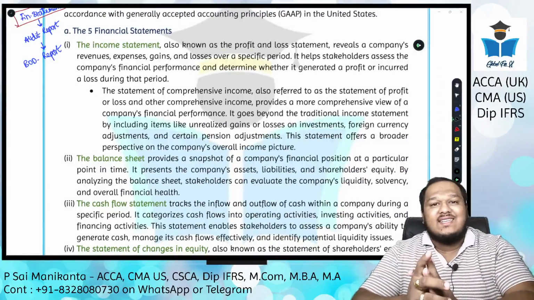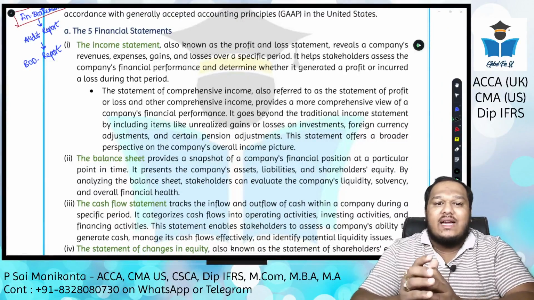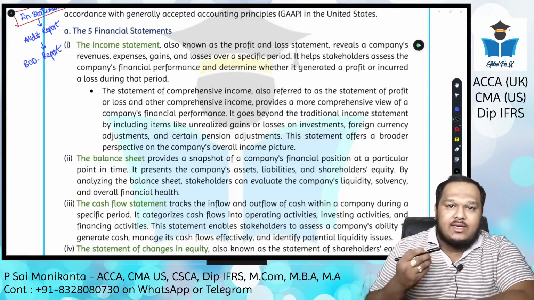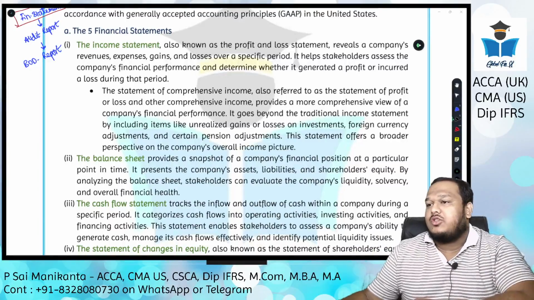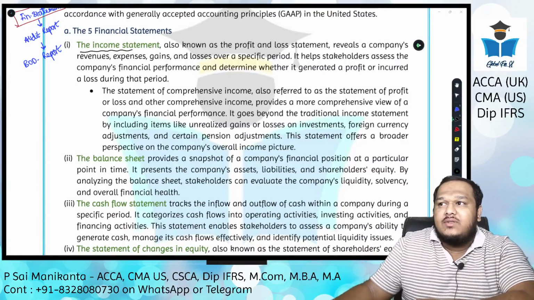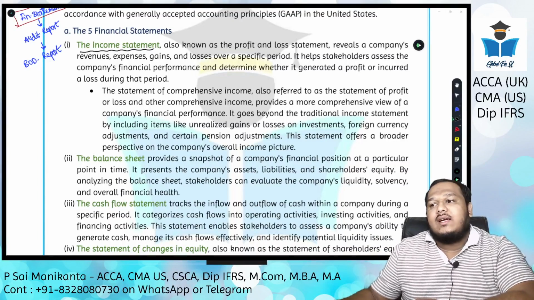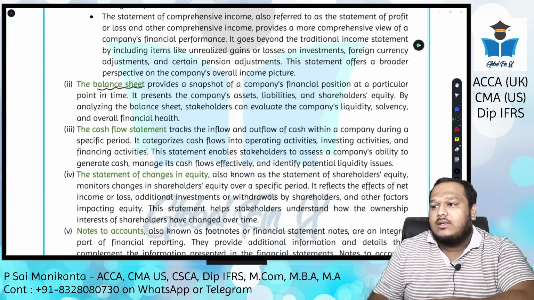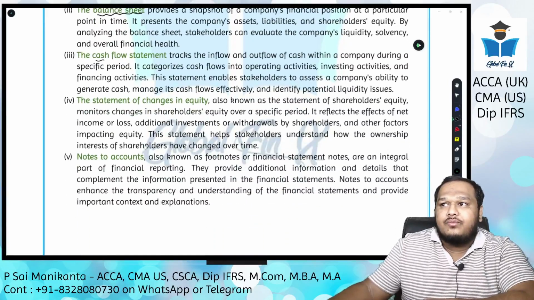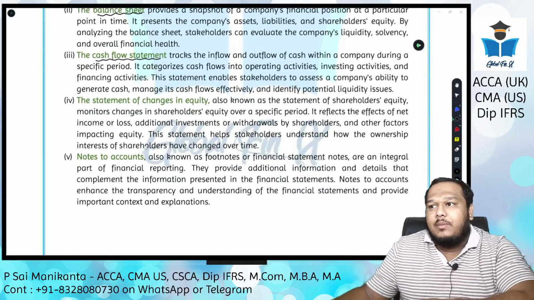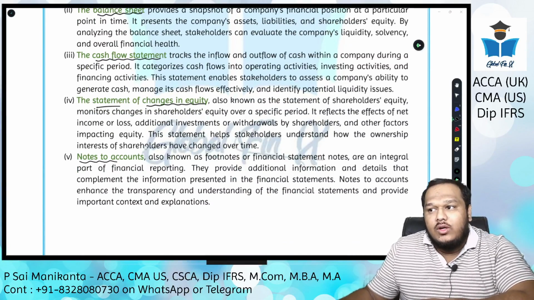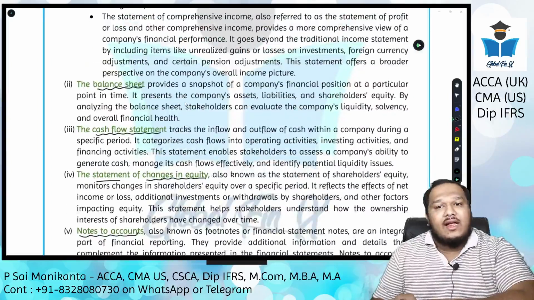Hi guys, let's continue with the next part of the lecture, that is the five financial statements. So what are the five financial statements that we have just covered in the previous lecture? The first one is the income statement, the second one is the balance sheet, the third one is your cash flow statement, the fourth one is the statement of changes in equity, and the last one is notes to accounts. So these are your five financial statements.